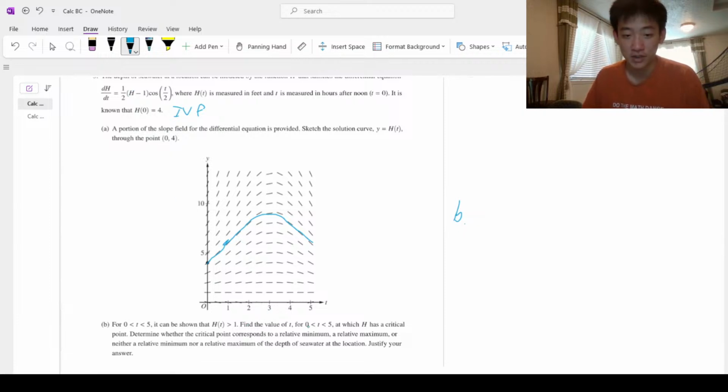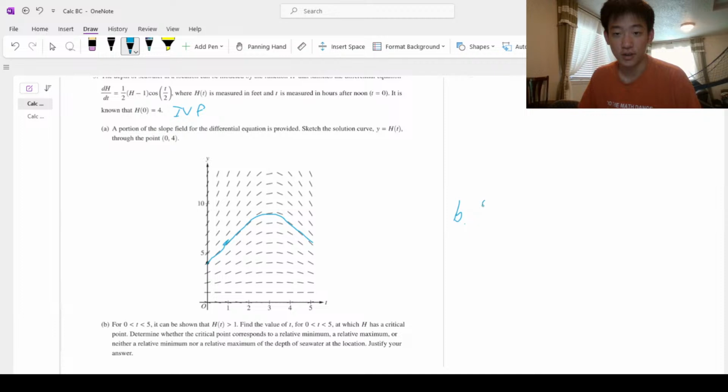Find the value of t, 0 less than t less than 5, at which h has a critical point. Determine whether the critical point corresponds to a relative minimum, a relative maximum, or neither a relative minimum nor a relative maximum at the depth of seawater at the location. Justify your answer.